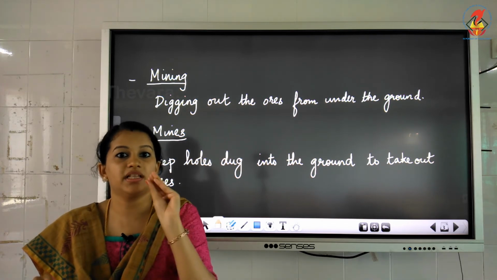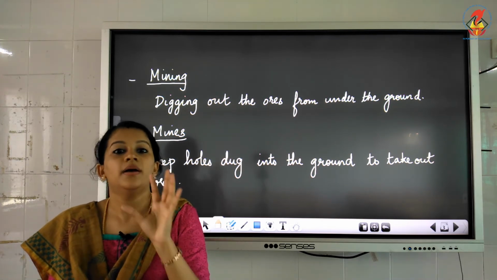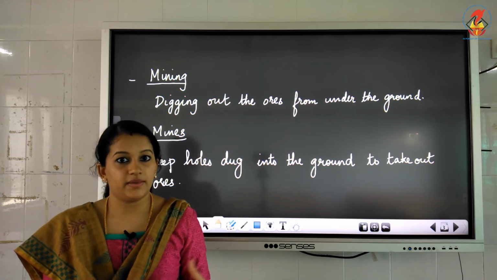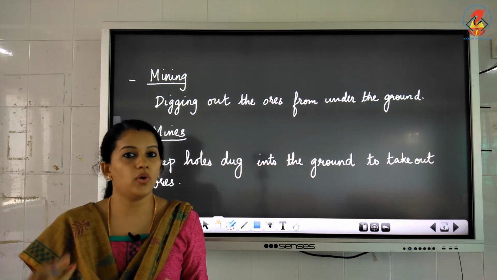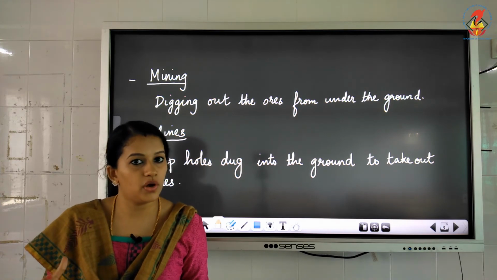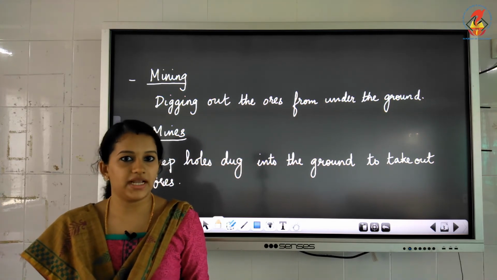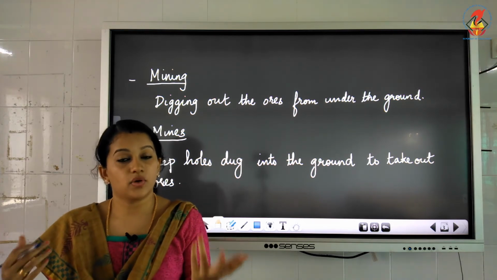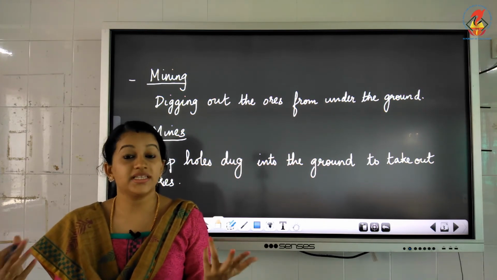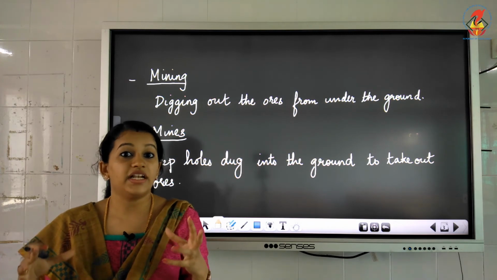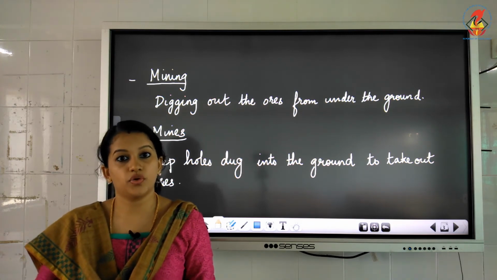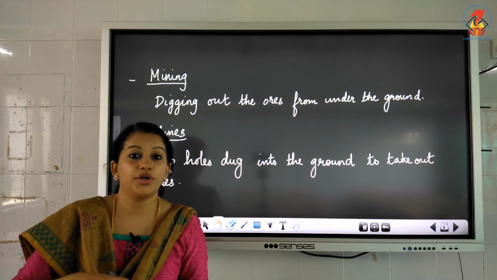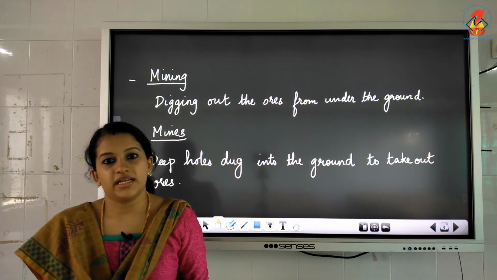Ore is nothing but the rock that contains a particular mineral. The mines are of different types according to the ore of the mineral that you are taking. For example, there are gold mines and coal mines. All these are minerals, and we dig huge deep holes into the surface of the earth in order to take these minerals out.